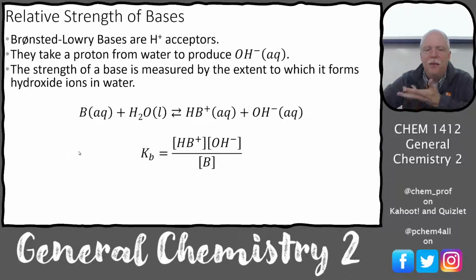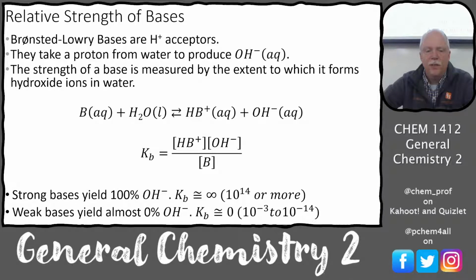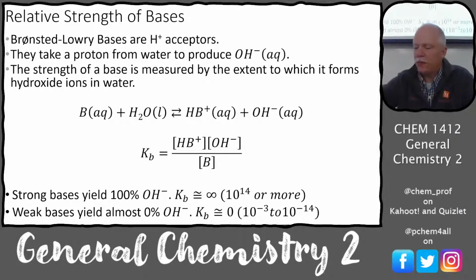So this Kb would be the base ionization constant. Strong bases yield 100% hydroxide ion, so Kb would be huge. Weak bases yield almost none. So again, Kb could be 10 to the minus 3 or 10 to the minus 14, something in that range. I mean, it could be all the way up to 1, but I'm talking about the really small ones.